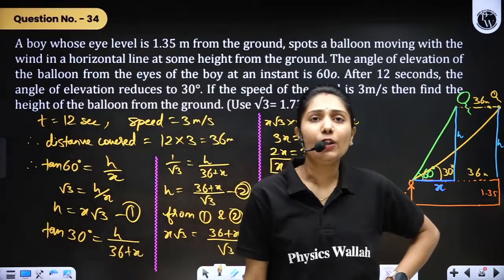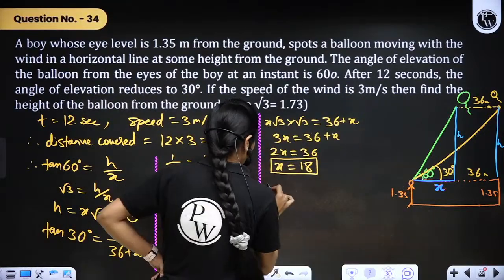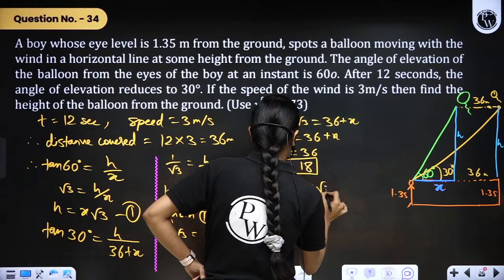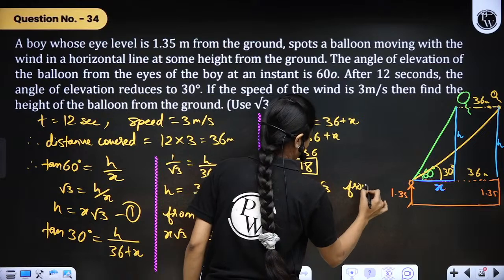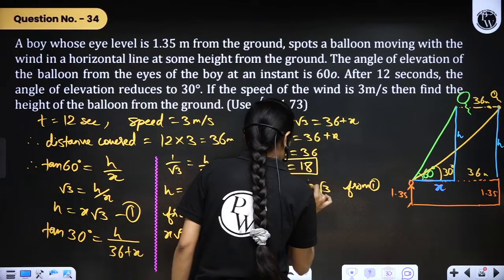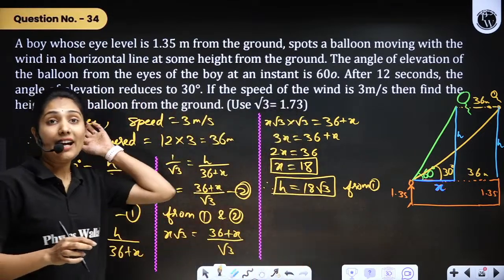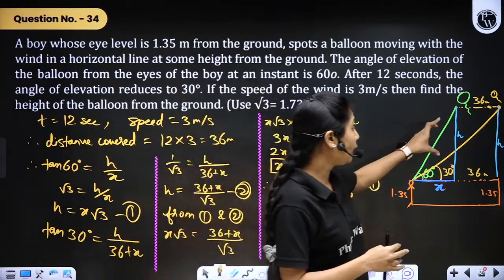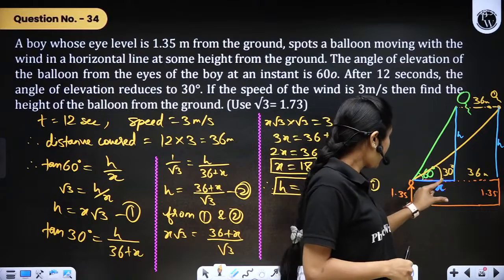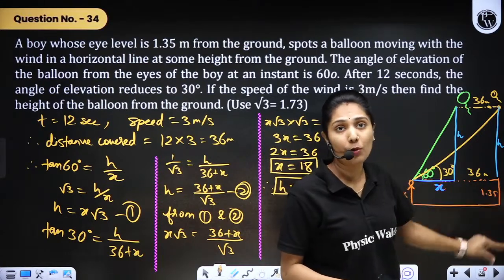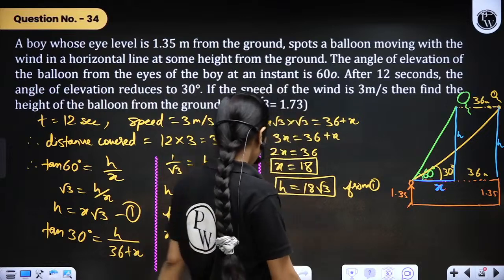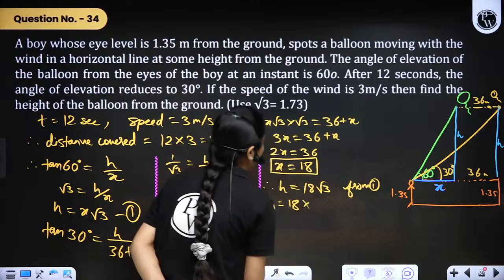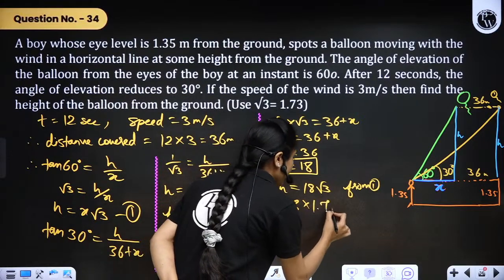We have to find the value of h, no? Therefore, h is 18 root 3, from 1. What we have to find is the height of the balloon from ground level, right? Now for ground level, again we need to add 1.35. Here also we can simplify it. Instead of 18 root 3, we can just write h is equal to 18 into the value of root 3, which is 1.73.